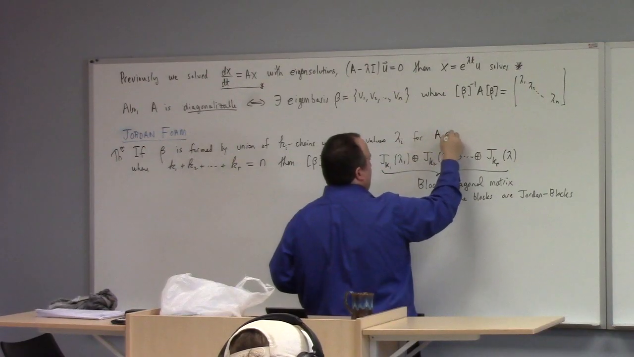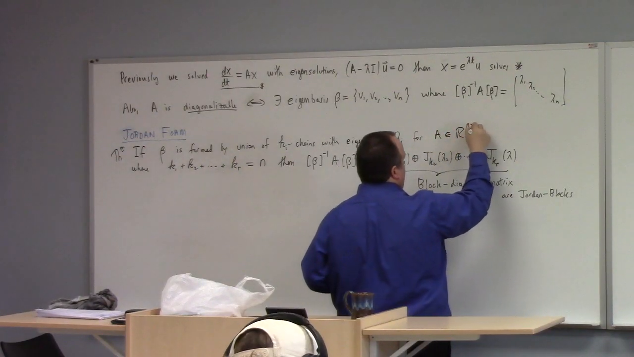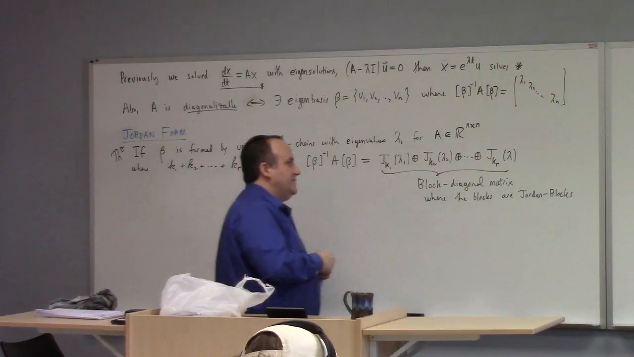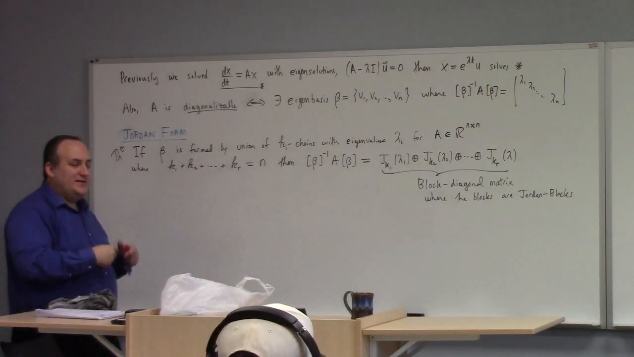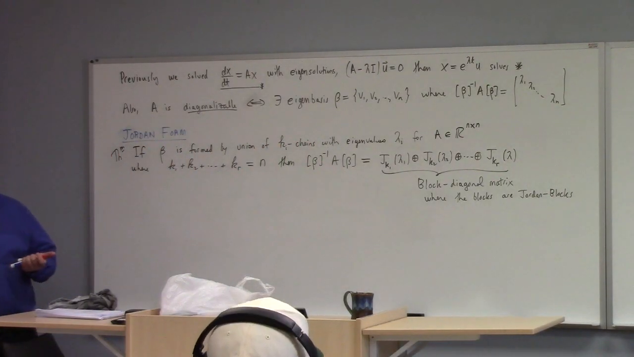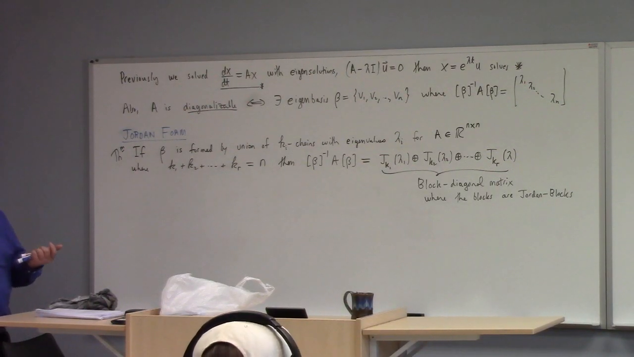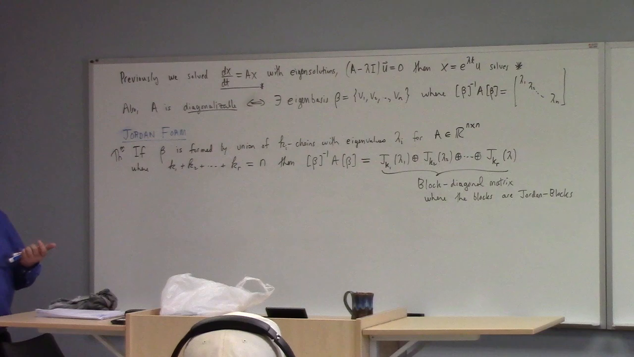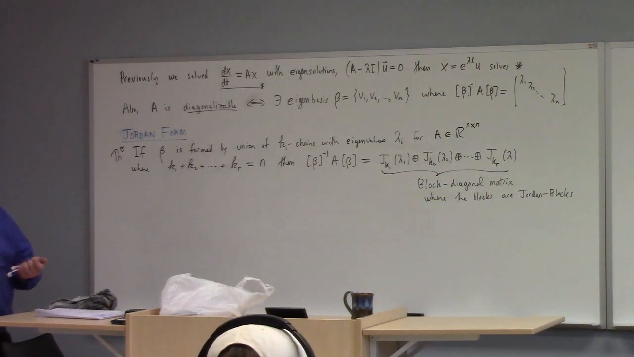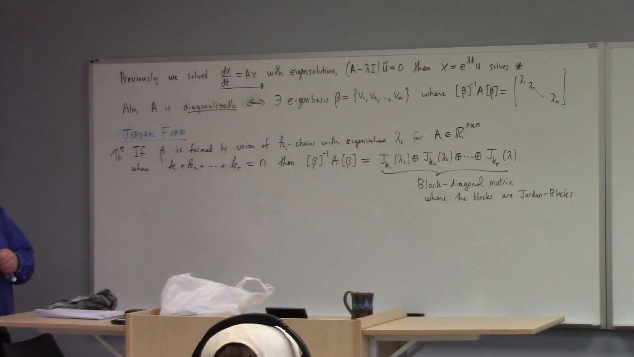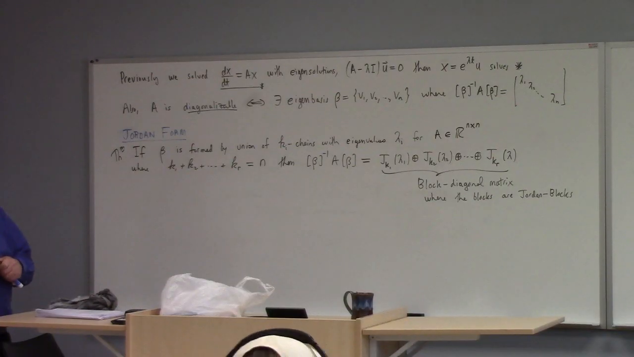For A in R n by n. Now, there's nothing especially special about the real numbers here. You could also talk about complex Jordan form, right? There you would have the luxury of knowing for sure that the Jordan basis exists because complex eigenvalues always exist. If we're working over the complex numbers, any nth order polynomial automatically has n solutions, possibly repeated.